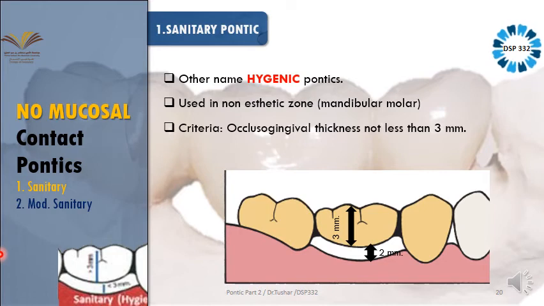The most important criterion for a sanitary pontic is that the occlusogingival thickness should not be less than 3 millimeter. The thickness of the pontic should not be less than 3 millimeter, and there should be at least a minimum 2 millimeter space available between the mucosa and the lower surface of your pontic. That is the minimum requirement for this pontic. If you reduce it to less than 3 millimeter, you are going to compromise the strength of the pontic. So these are the criteria you are supposed to look after when you design this type of pontic for that particular patient.